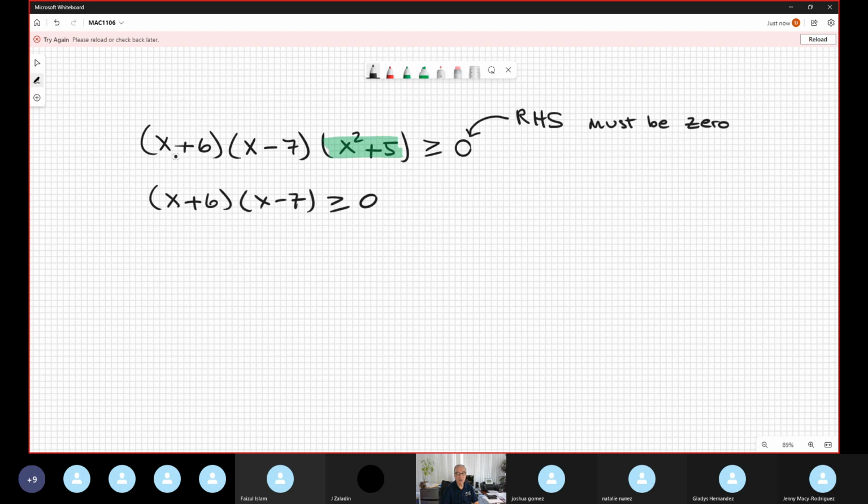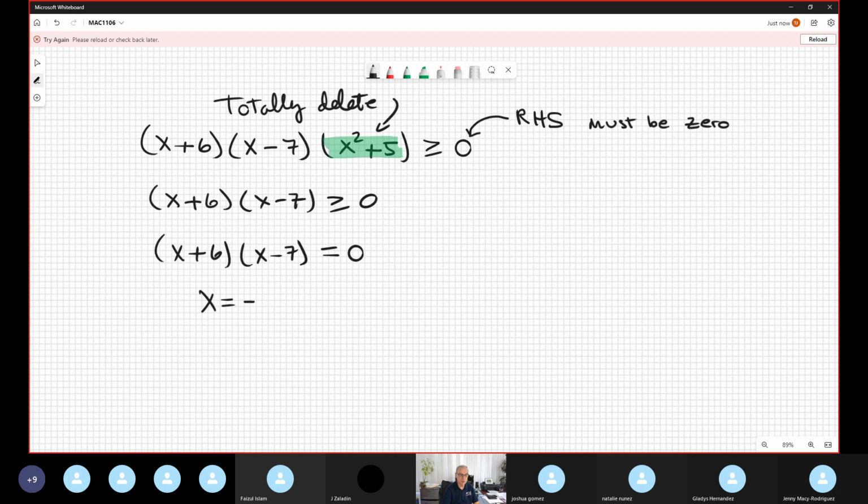End the story. You totally delete that factor. We focus on it. Okay. Remember the standard procedure. You copy this factor again. You enforce it to be 0, because this allows me to find the critical values. The critical values are minus 6 and positive 7. This is our critical value. Cool.